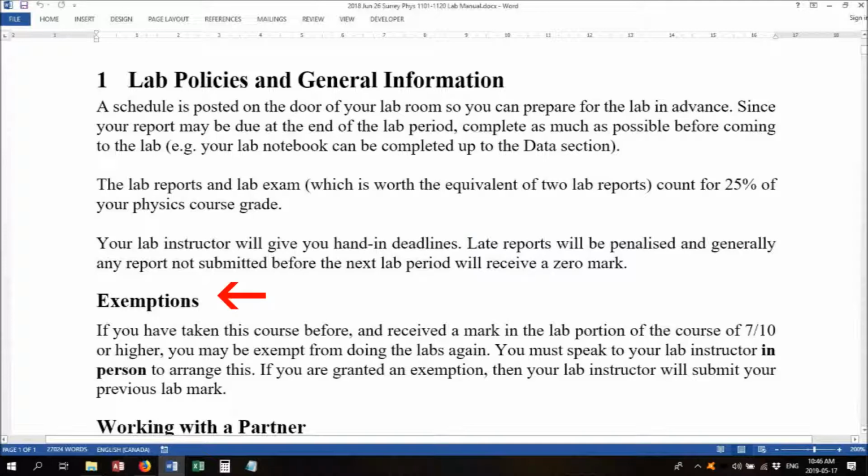If you've taken this course before and you got 70% or higher in the labs, then you may qualify for what's called a lab exemption, which would mean that you wouldn't need to redo the labs. We could just give you the grade that you got last time. However, that's something you have to set up with me in person, so if you think you qualify for a lab exemption, come and talk to me about it, and I'll see whether you satisfy the requirements.